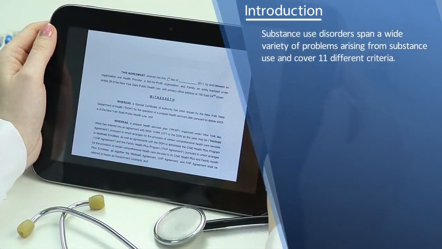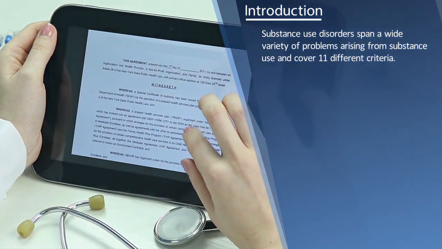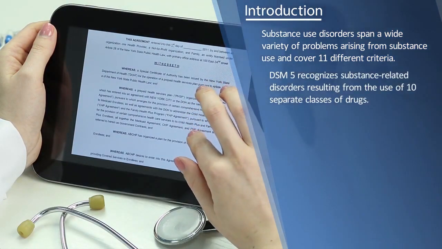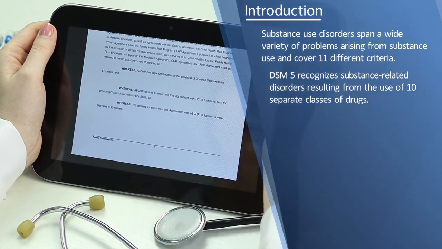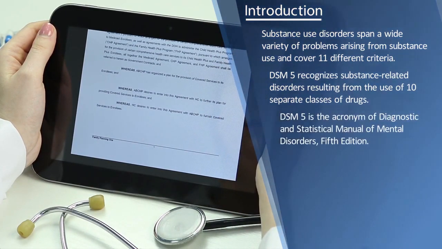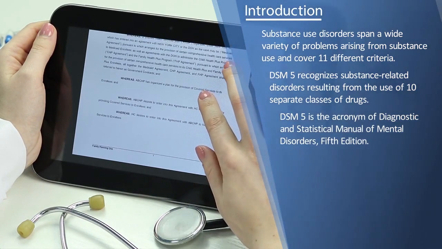Substance use disorders span a wide variety of problems arising from substance use and cover 11 different criteria. The DSM-5 recognizes substance-related disorders resulting from the use of 10 separate classes of drugs. DSM-5 is the acronym of Diagnostic and Statistical Manual of Mental Disorders, 5th edition.